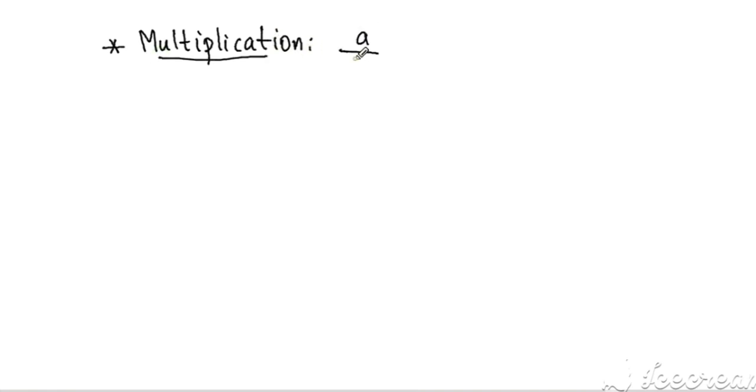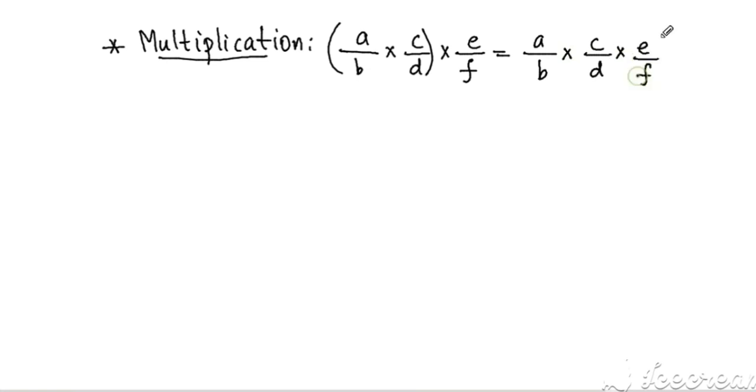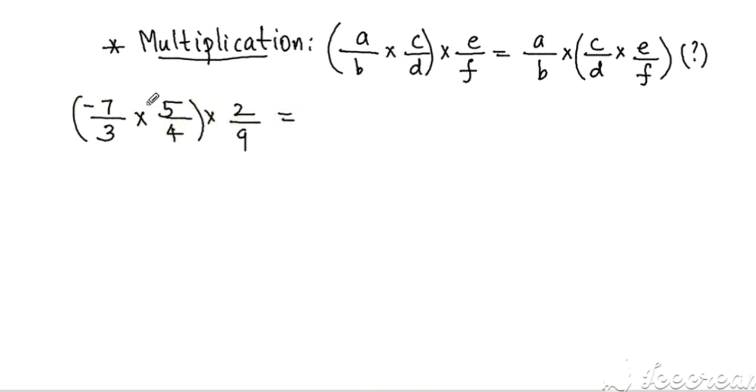Associative property in case of multiplication means A by B times C by D times E by F. If you group the first two numbers, that should be equal to grouping of the second and third number. That means A by B times C by D times E by F. For that we can take the example negative 7 by 3 times 5 by 4 times 2 by 9. So I am grouping the first two numbers.